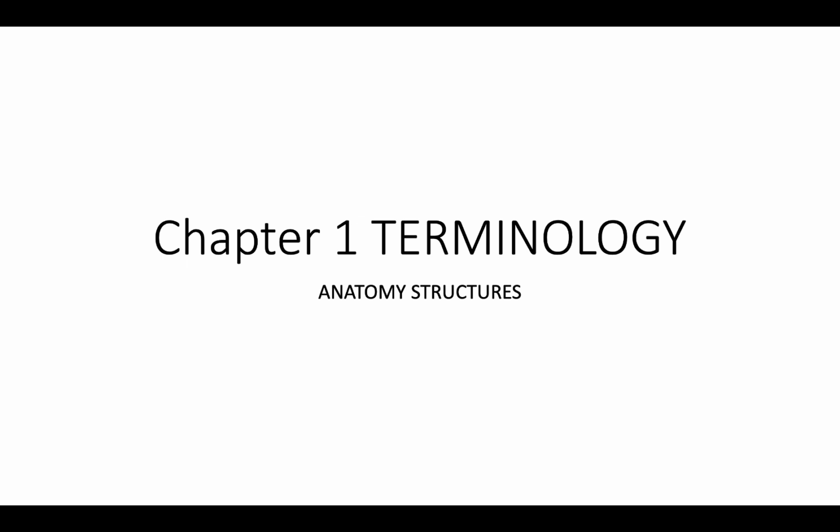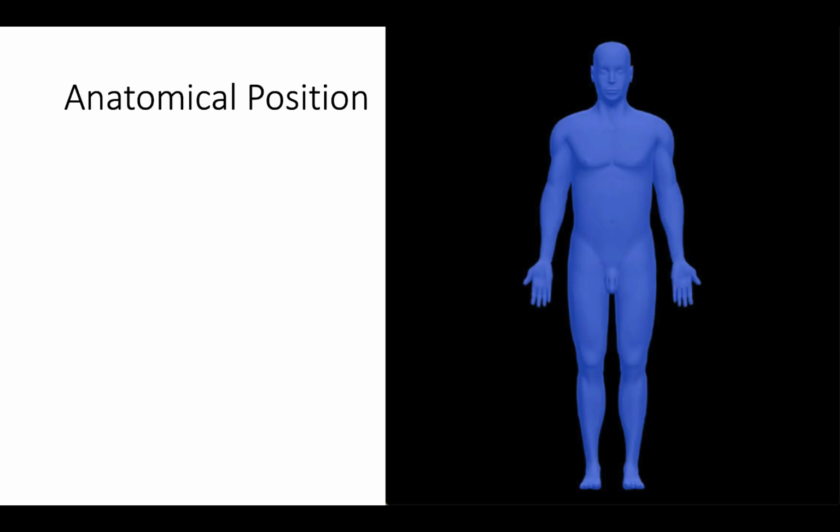This video is on the anatomy structures of Chapter 1, which is mostly anatomical terminology. First, we're going to look at body positions. The anatomical position is the position when a person is standing with their palms forward and their toes forward and their feet about shoulder width apart.